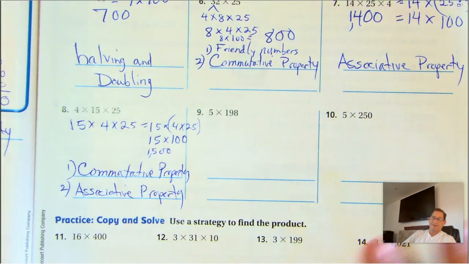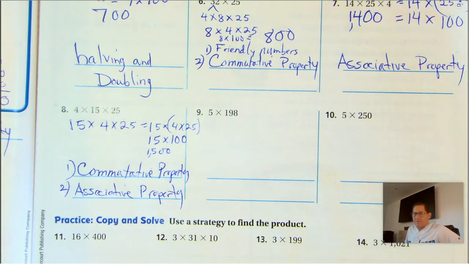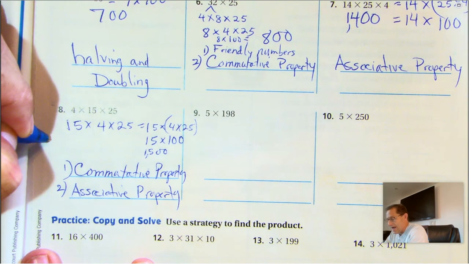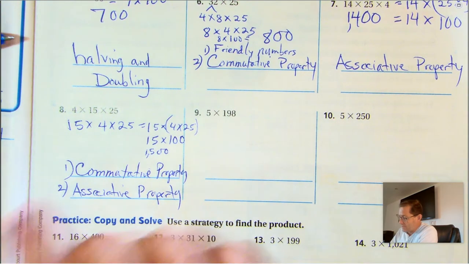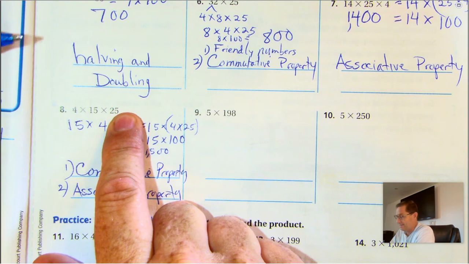Now, as I was doing that, as I was explaining that, I realized technically there was a simpler way that we could have done that with only one property. Maybe you saw that and caught that. So let's look here. I switched the 4 and the 15, right? Well, couldn't I switch the 15 and the 25 instead?